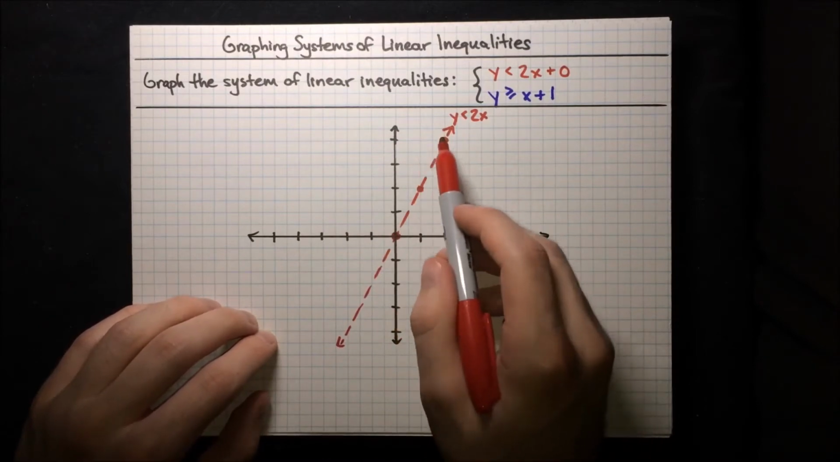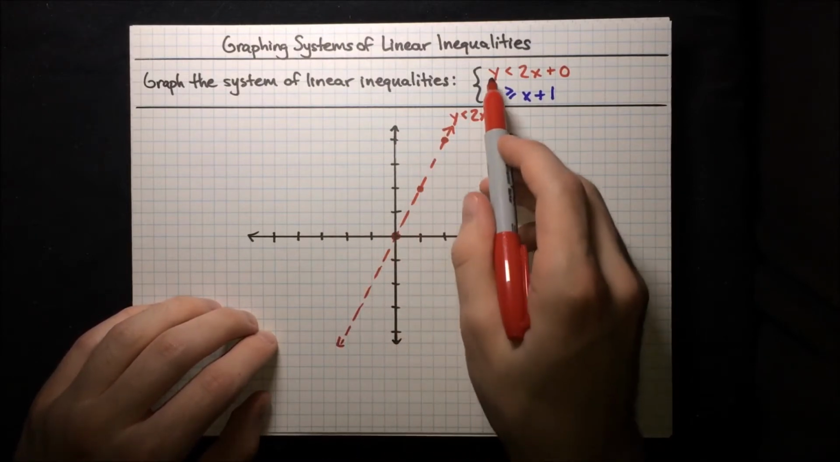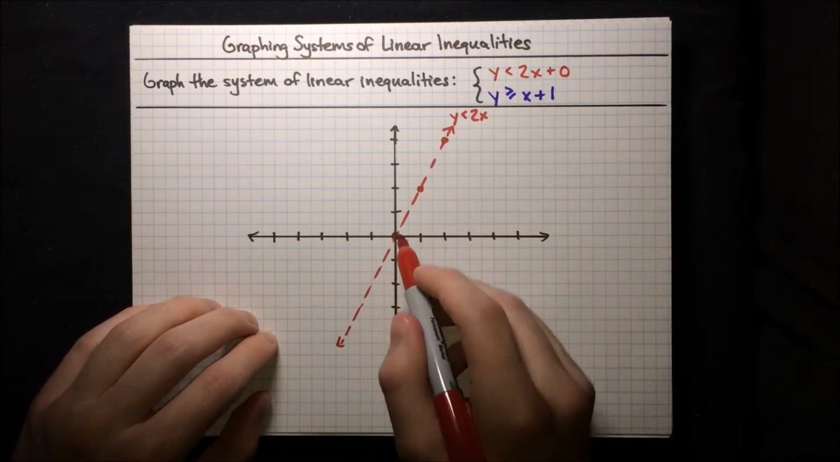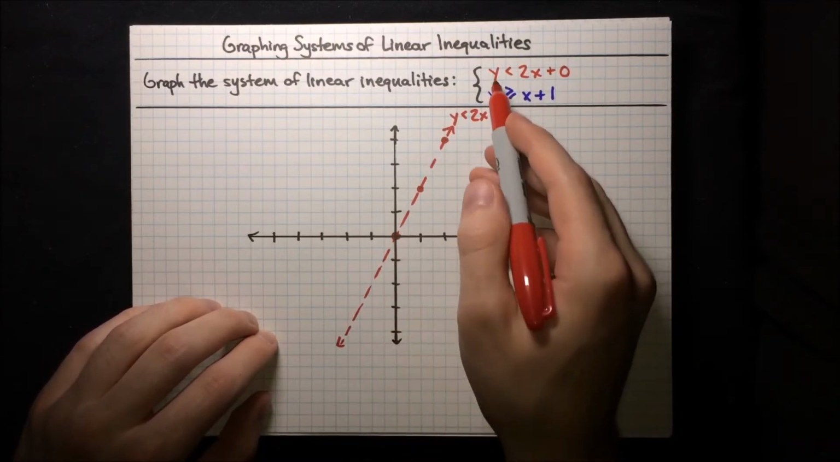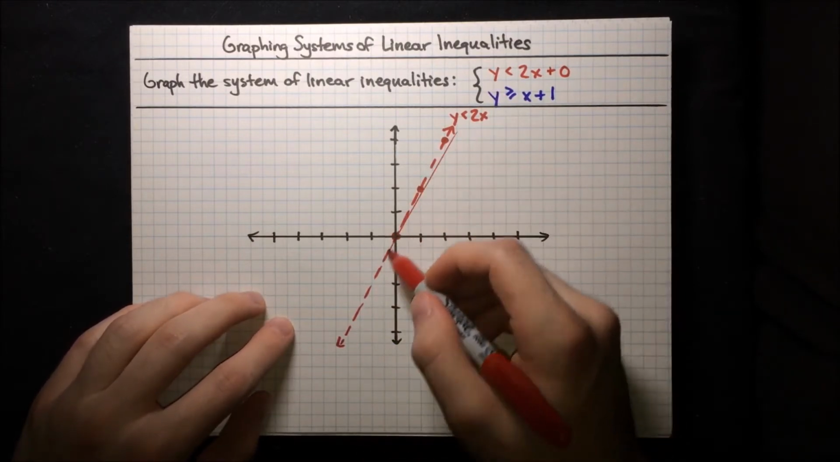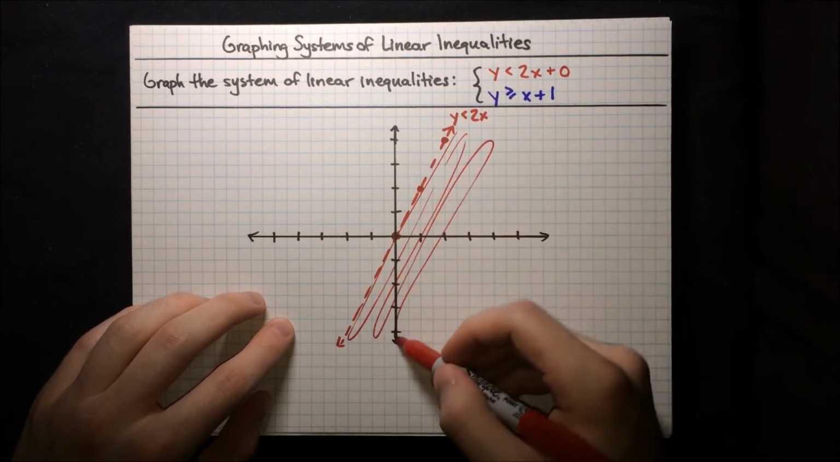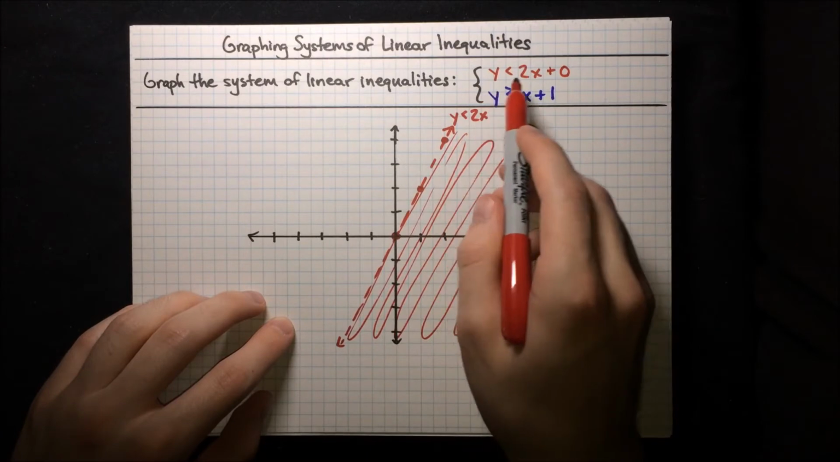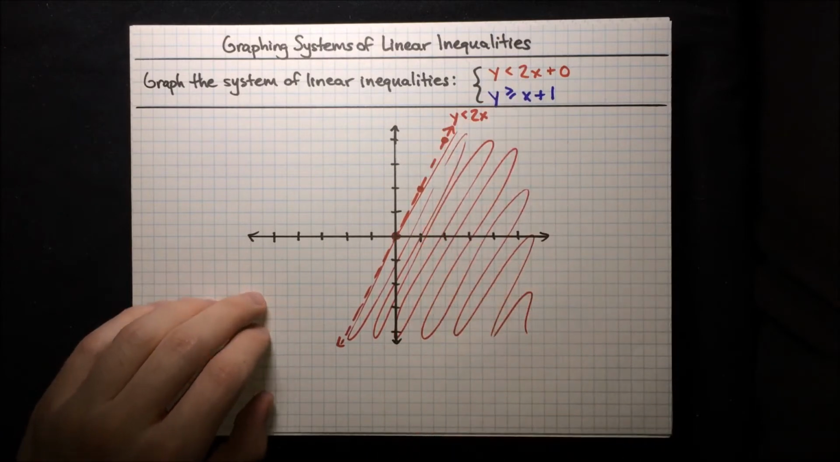Well, this line is y is equal to 2x, and we want y to be less than 2x. So we want y less than this line, so y is lower than this line. Less than for y means lower than. So we're going to shade under this line here. And there we go, there's our first inequality, y is less than 2x.